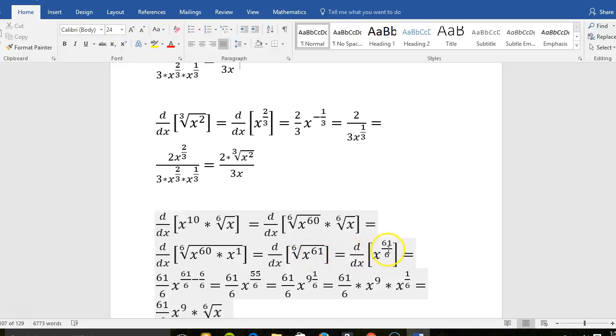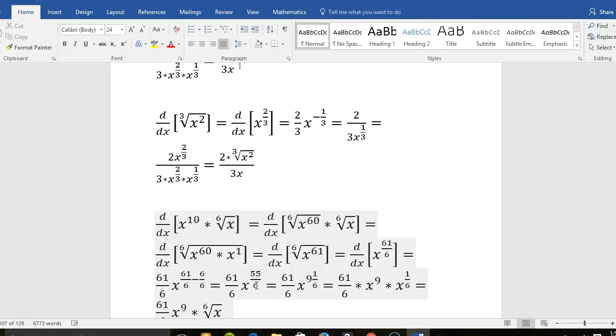But aha, now we can just write this in fractional form as d by dx of x to the 61 over 6 power. And then, well, I do the power rule. I bring down the 61 over 6, and I subtract 1, but that's just 6/6. And so I get 61/6 x to the 55/6.